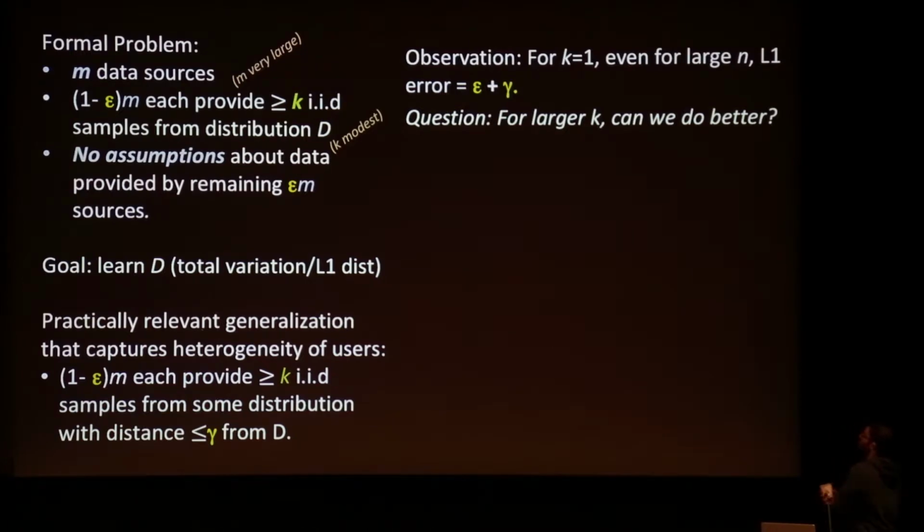Okay, so the first observation: suppose K is 1. Suppose everyone just gives you 1 sample. Then no matter how much data you have, even for large M, the best you could hope to achieve would be to recover your distribution D to error epsilon plus gamma. If everyone just gives you 1 sample, there's no way of figuring out what the good stuff is and what the bad stuff is. There's nothing you can do. So the question is really, how could you hope that the error decreases as your batch size increases?